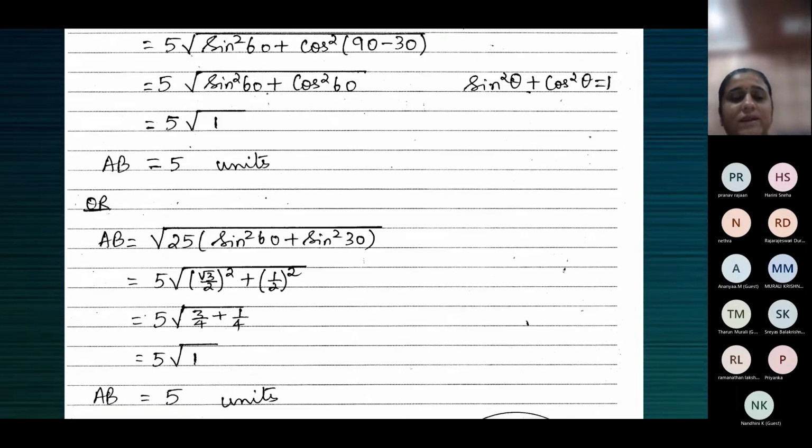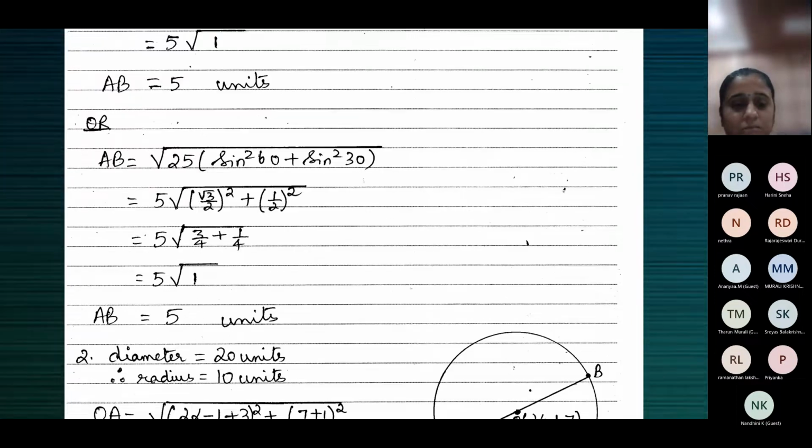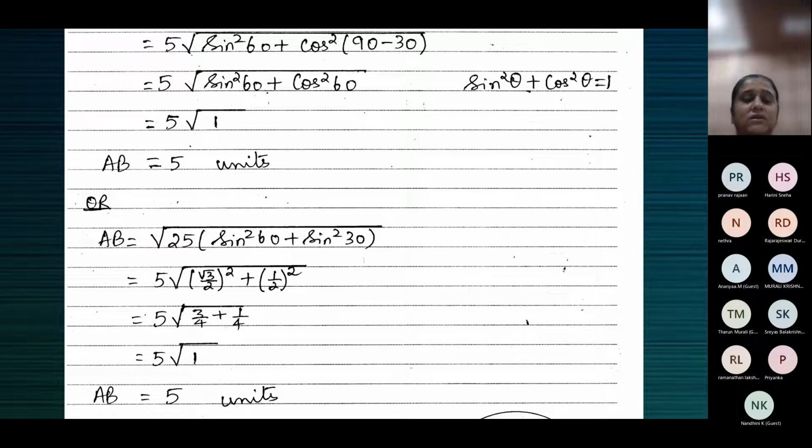You can also do it like this by taking the values from the table. 25 is common, so it comes out as 5. Then root of sine 60, root 3 by 2 whole square, plus sine 30, 1 by 2 whole square. So this is 3 by 4 plus 1 by 4, which is 1. Root 1, which is 1.